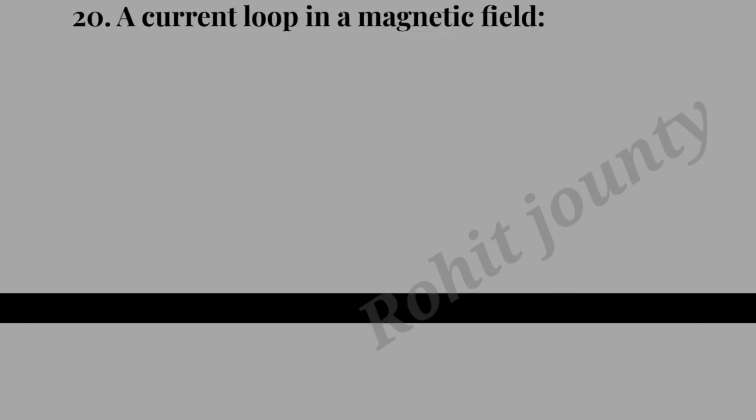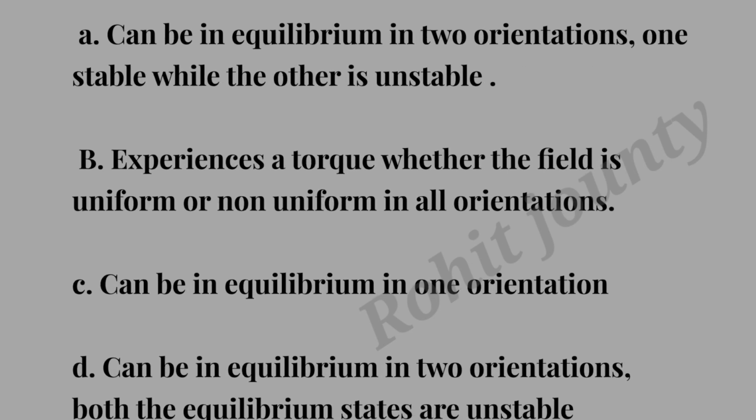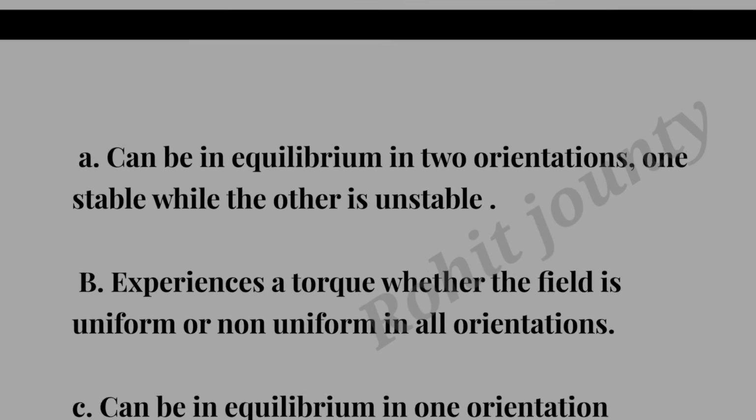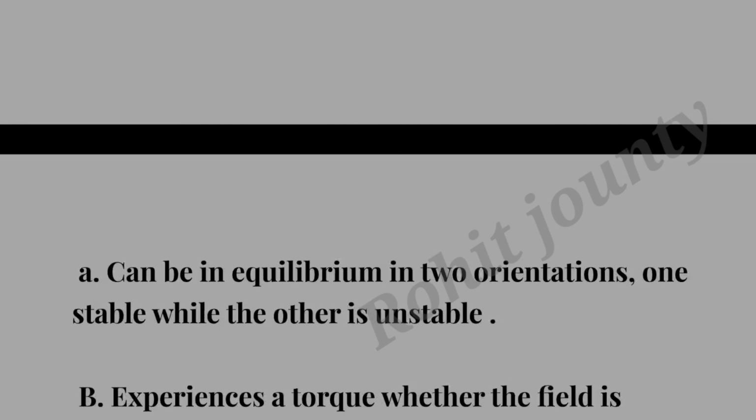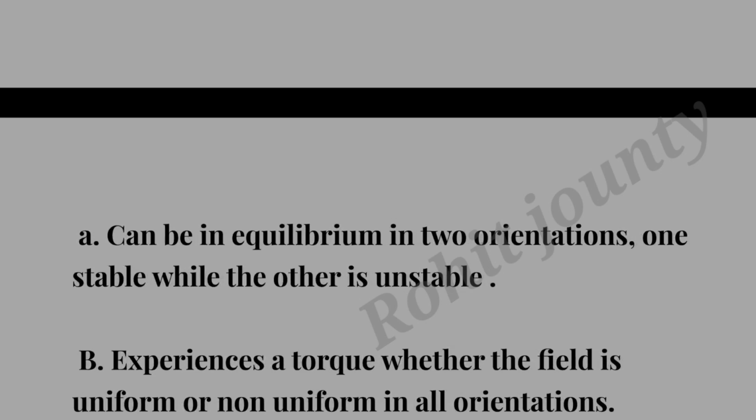Question number 20. A current loop in a magnetic field, option A, can be in equilibrium in two orientations, one stable while the other is unstable, option B, experiences a torque whether the field is uniform or non-uniform, in all orientations, option C, can be in equilibrium in one orientation, option D, can be in equilibrium in two orientations, both the equilibrium states are unstable. The correct answer is option A. It can be in equilibrium in two orientations, one stable while the other is unstable. Option A is the correct answer.